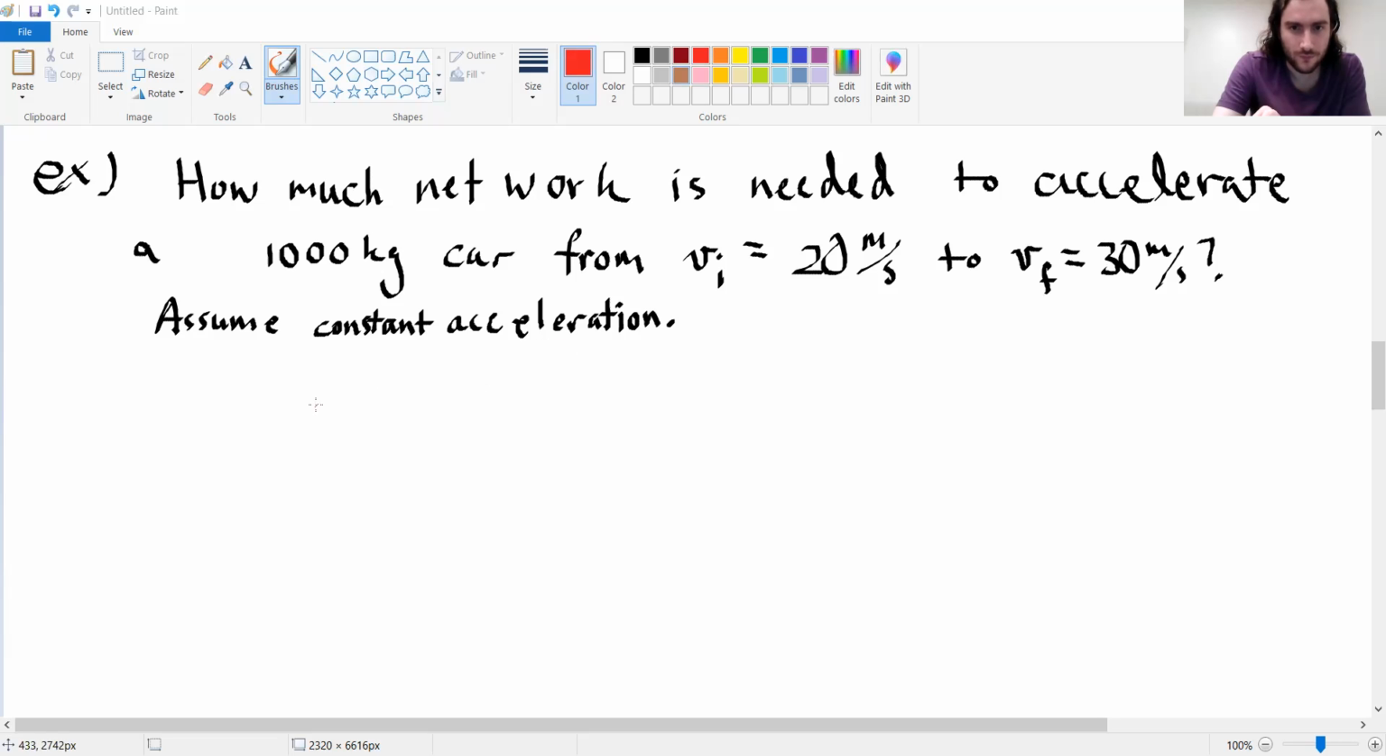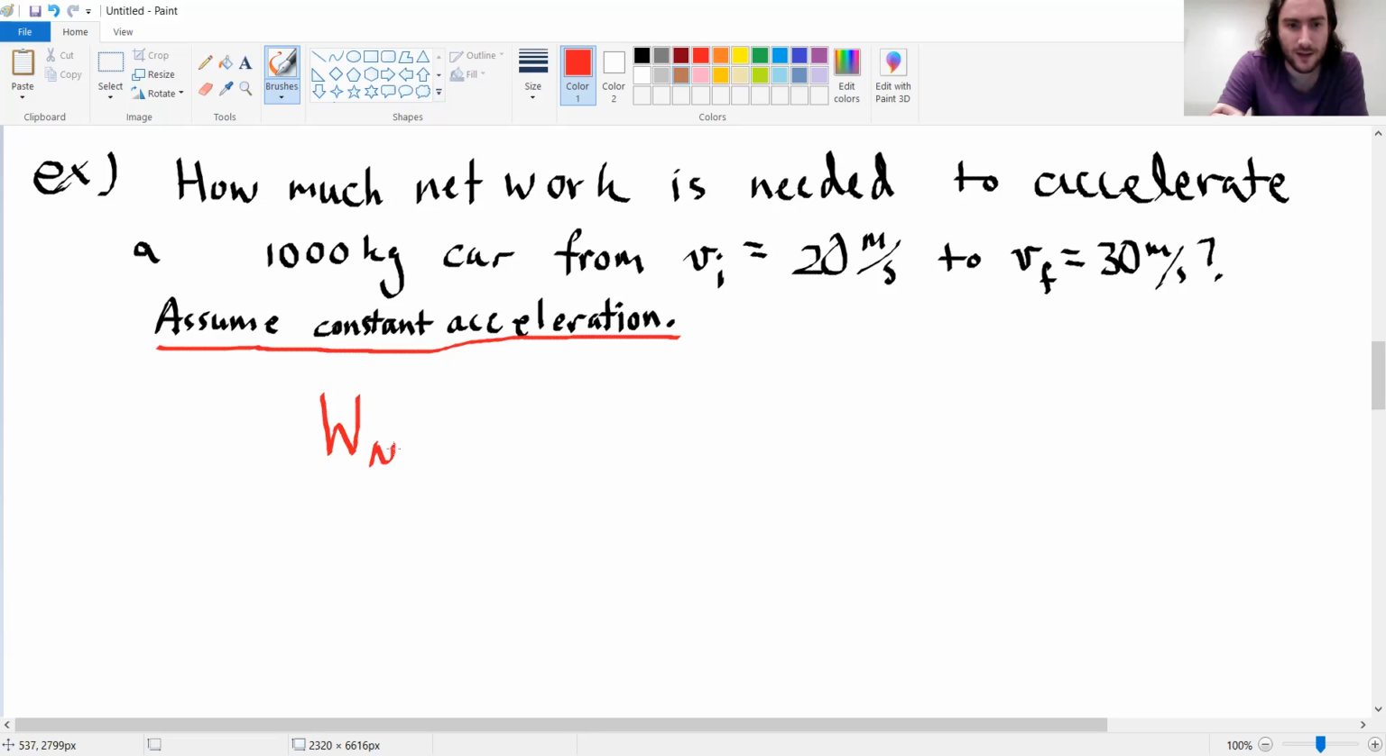So how much net work is needed to accelerate a 1,000-kilogram car from 20 meters per second up to 30 meters per second, assuming constant acceleration? As a matter of fact, the fact that it's constant acceleration doesn't even matter. I just threw that in because for the 205 class, we did everything with constant acceleration. So hopefully that wasn't too confusing.